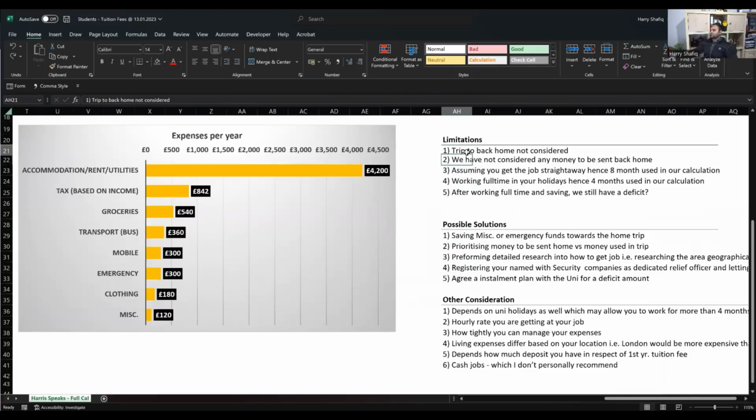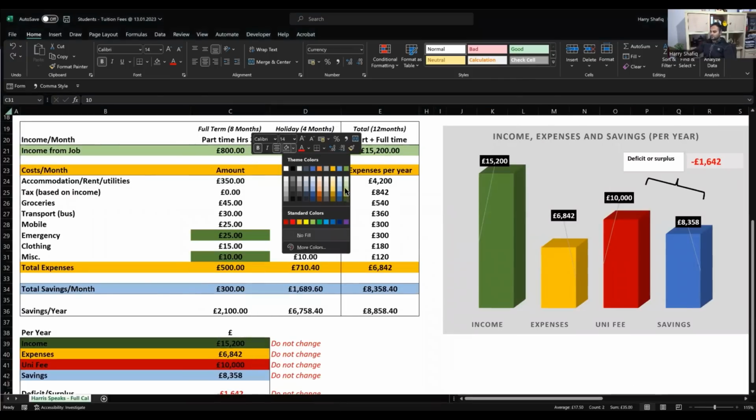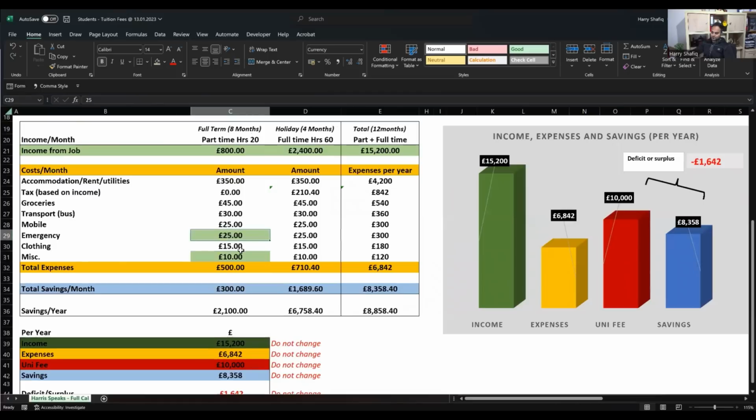For instance, when you talk about not considering any money towards a trip back home, you are putting £25 away for emergency fund or miscellaneous, so perhaps you can save those two, which will be £420.